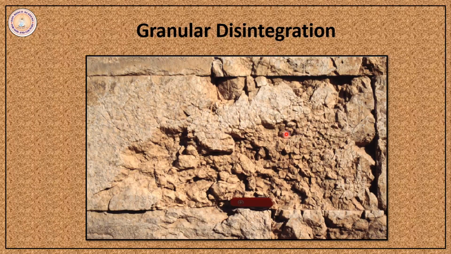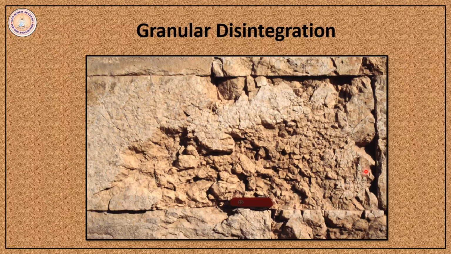Granular disintegration occurs especially in desert areas. In the desert areas where the temperature during the daytime is very hot and during the night, due to the fall of temperature to sometimes less than zero, the rocks tend to expand and contract. They expand and contract in a very short interval of time, that is in one day itself.